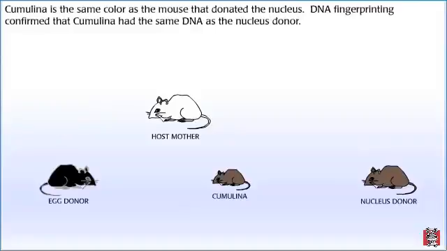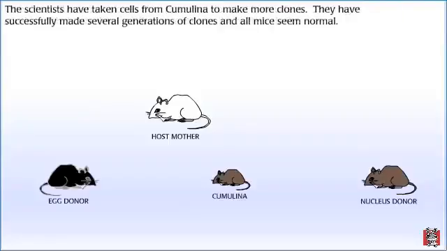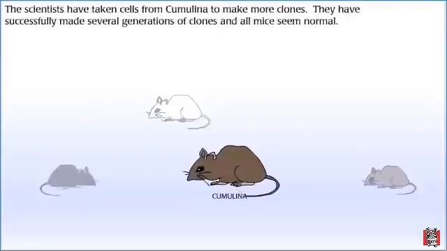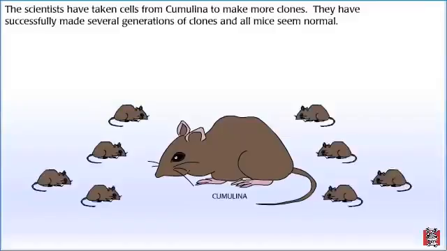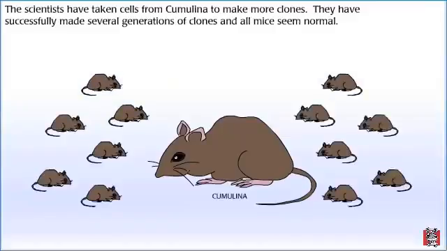Cumulina is the same color as the mouse that donated the nucleus. DNA fingerprinting confirmed that Cumulina had the same DNA as the nucleus donor. The scientists have taken cells from Cumulina to make more clones. They have successfully made several generations of clones, and all mice seem normal.